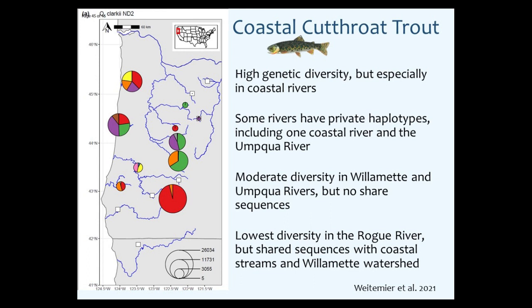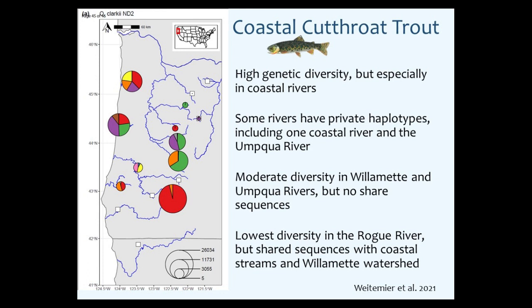But this shows essentially the different streams we sampled. So the sampling sites are shown where you either see the pie or if it's empty, we sampled there, but we didn't get a detection of coastal cutthroat trout at the time we sampled. It was summer sampling. And so you're able to see the genetic variability because we're showing the different haplotypes here in the pie charts. So the more colors, the more variable it was at that site. And so you see the high genetic diversity in our coastal rivers.